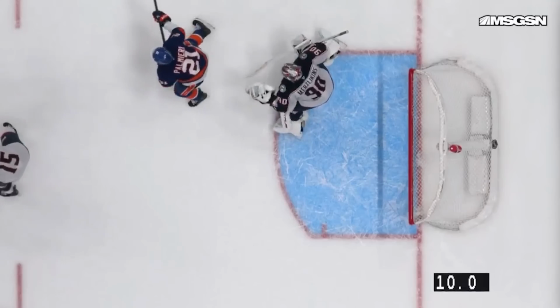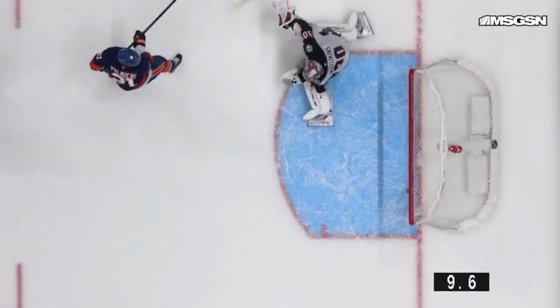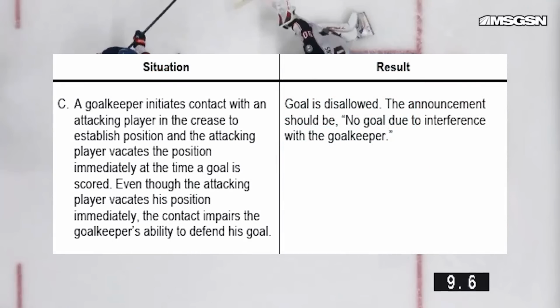The only time it matters whether the player is in the crease or not is for the purposes of a screen where they're not touching the goalie. Table 16 of the rule book actually goes over situations where a goal is allowed or disallowed based on what happens on the ice. And to me, the refs saw it closest to crowding the goaltender situation C, where a goalkeeper initiates contact in the crease to establish position and the attacking player vacates, but a goal is scored. Even though the attacking player vacates, the contact impairs the goalkeeper's ability to defend his goal.